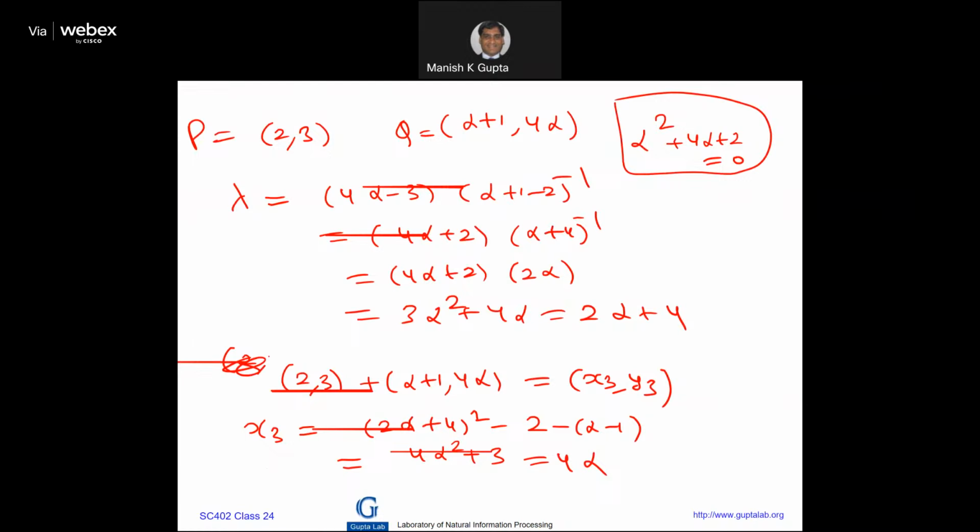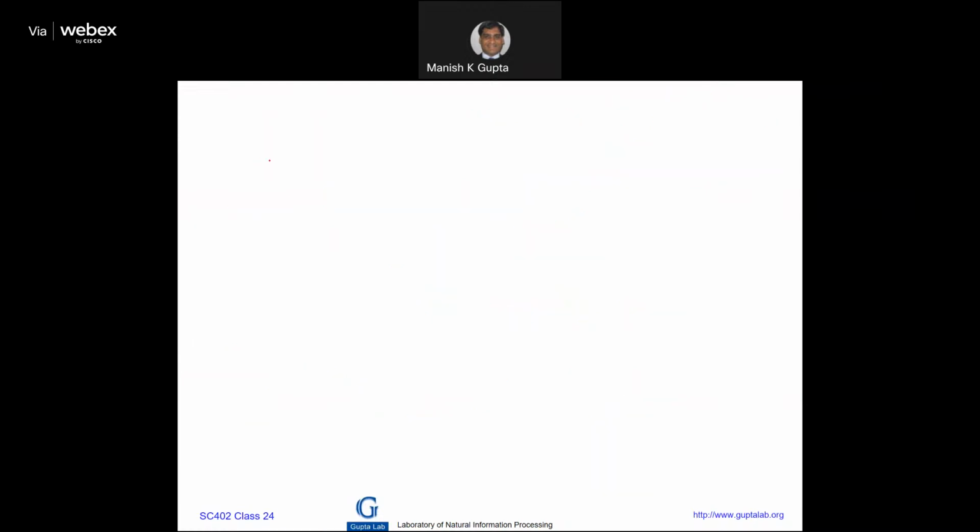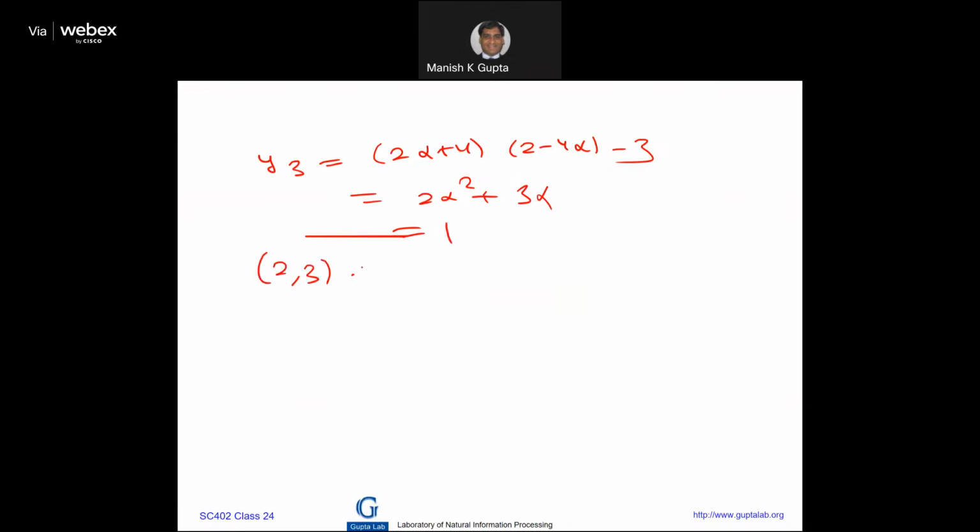So similarly, we can compute y3 here. 2 alpha plus 4, 2 minus 4 alpha minus 3 is equal to 2 alpha square plus 3 alpha is equal to 1. So (2, 3) plus (alpha, 1) is (4 alpha, 1). So this is how you do the addition.